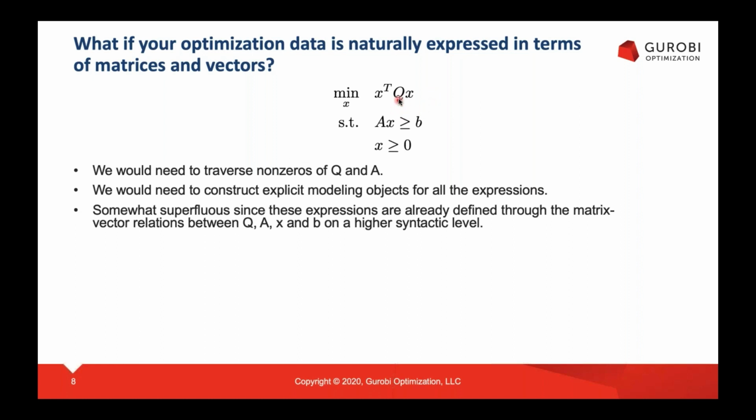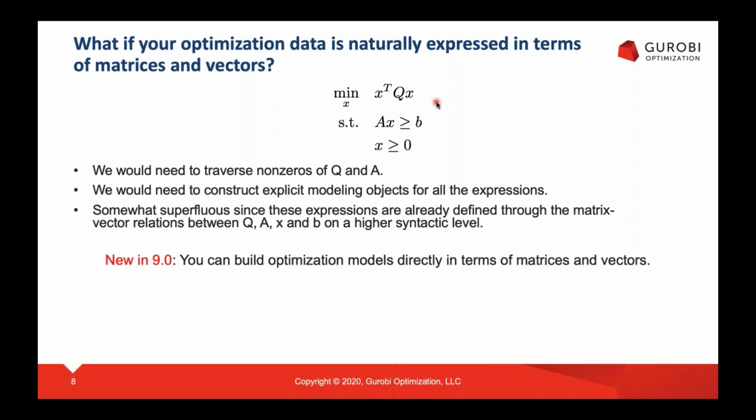We would need to look at all the non-zeros of Q and A, patch the coefficients, and build expressions for the individual constraints or for the resulting quadratic form in expanded form. Now, of course, this is possible. You can do it. It's not that complicated, but it's not really satisfying because you already have the mechanics of the expressions expressed at a much higher syntactical level. It's already given by the algebraic properties of the matrix vector product.